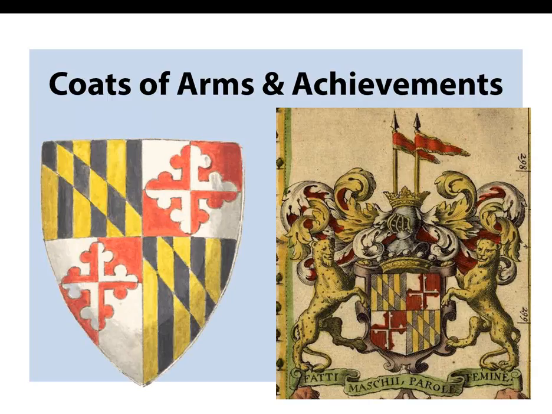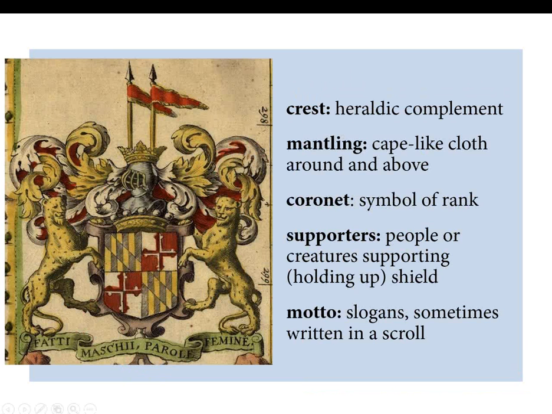We've got the same coat of arms of the Lords Baltimore, as a simple shield, but on the right, a larger full heraldic achievement, which is the complete representation of heraldic identity, which includes not only the coat of arms in the middle, but also various other elements of heraldic display. And so this is the full achievement of Cecil Calvert, second Lord Baltimore, which was printed on a map of Maryland published in 1635. Next slide.